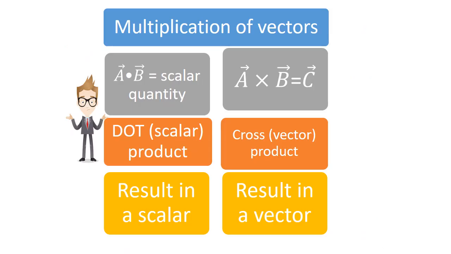Multiplication of vectors. Vector A and vector B can be multiplied with each other. If the final result is a scalar, we call it a dot product. If vector A and vector B are multiplied with each other and the final result is a vector, we call it a cross product.